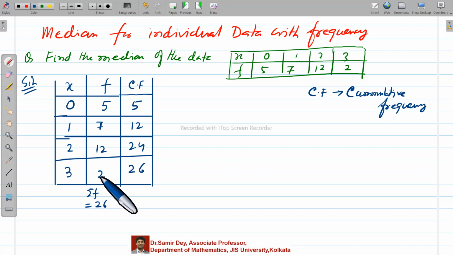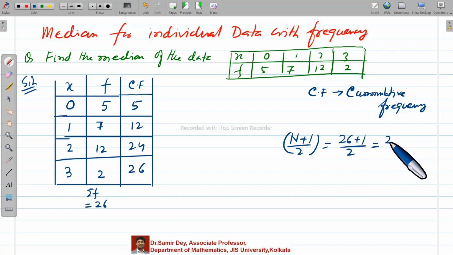Okay, now your task is to identify n plus 1 by 2. So how much is coming? 26 plus 1 by 2, that is 27 by 2. If I divide it, how much is coming? It is coming 13.5. Now you need to identify where you can see 13.5 in these values. 13.5 is here. N plus 1 by 2 is equal to 13.5. During exam time you need to write this.